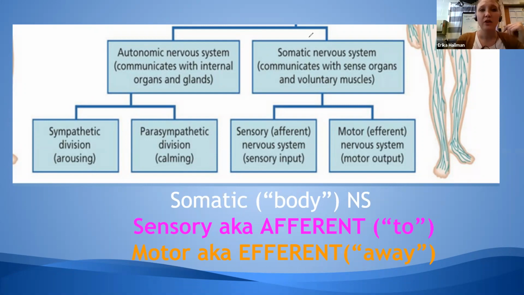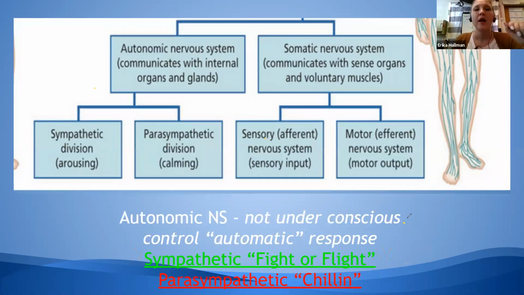The autonomic nervous system is further divided into two other categories. They are divided into two different categories called the sympathetic or the parasympathetic. Autonomic, remember, means automatic. It is not under conscious control. It is the automatic things that happen in your body every single day without you thinking about it.